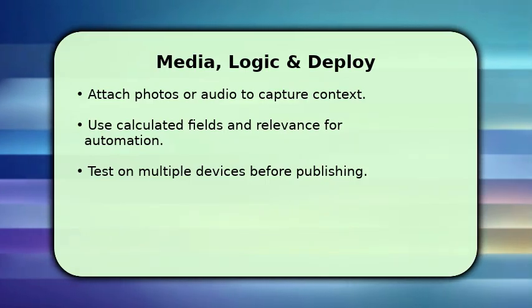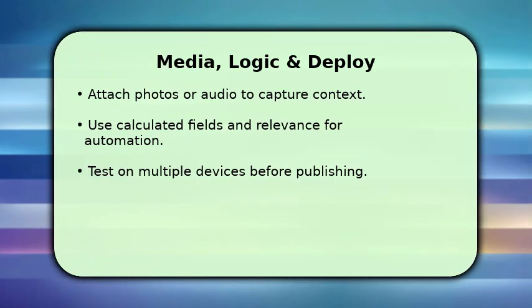Publish only when satisfied, then invite enumerators and configure offline settings. Monitor incoming data, fix issues quickly, and iterate based on response quality and user feedback, and document known limitations.